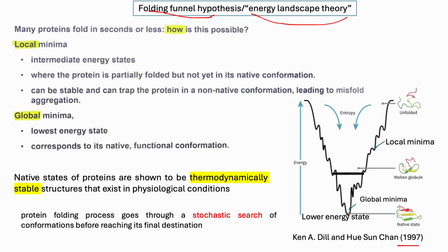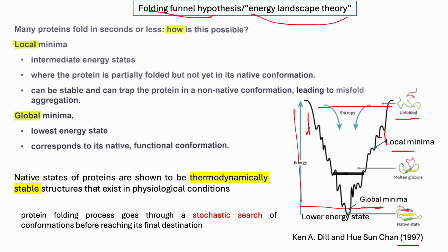Let's discuss this theory. In this theory, the y-axis is energy, from top to bottom, high energy and then going to low energy, and the x-axis is the conformation. Here this is the unfolded condition, a wide range, unfolded in the high energy state, and then they go into a pocket, intermediate folding, or sometimes they get trapped in this pocket, which is called a local minimum, an intermediate energy state.